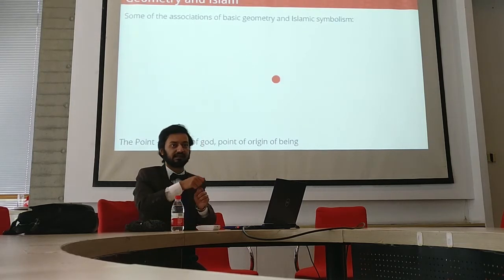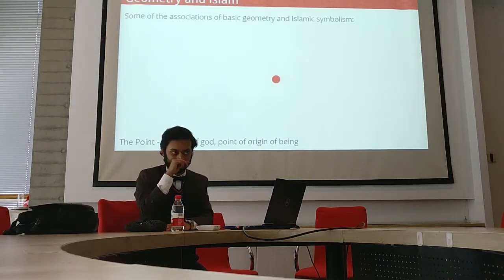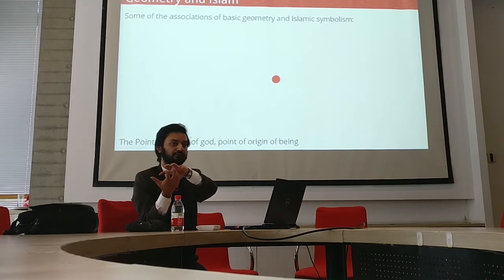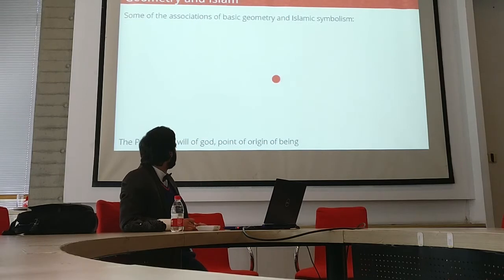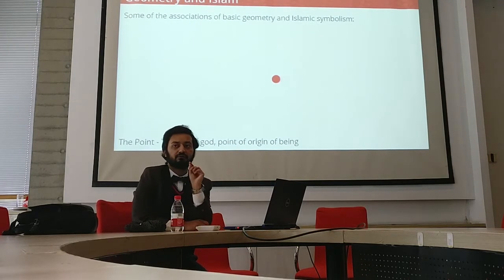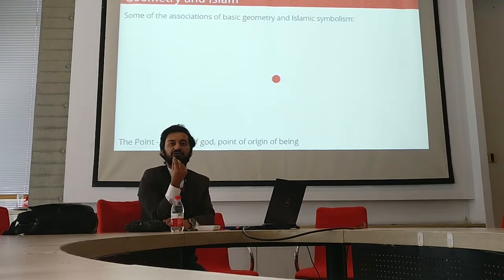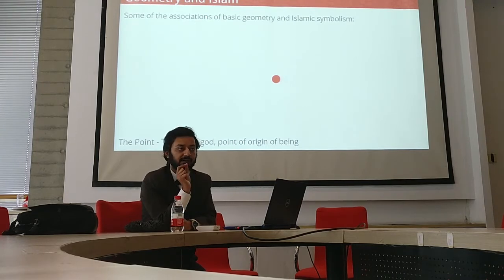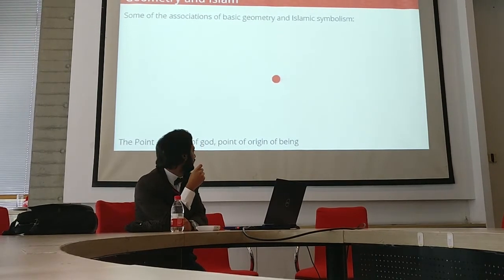So the entire design was actually based on circular motion, on circles and arcs and intersection. And how that geometric pattern translates to belief is this one example which I've illustrated here: they always start with a point because they believe in one God. So everything actually originates from one point. Any center of any geometrical form represents the will of God and the point of origin of being.